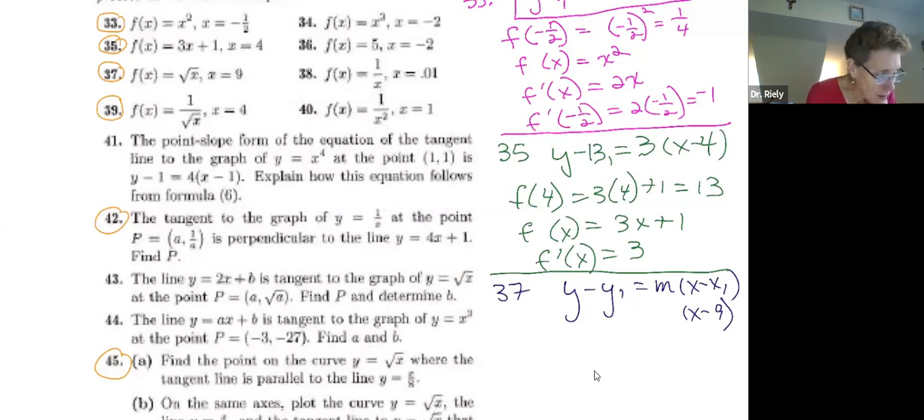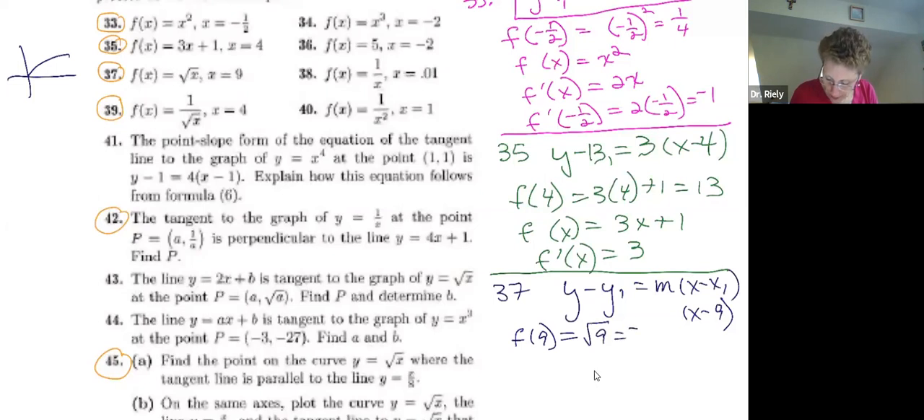All right, let's think about this. 37. What does 37 look like? 37 looks like this. When I take the square root, I'm only going to take the positive. So when I figure out what my y is, and I say f of 9, I can only get y values that are positive because that's what my domain restriction tells me. I'm not going to say plus and minus because that would not be appropriate to the given function. So this is just going to equal 3.